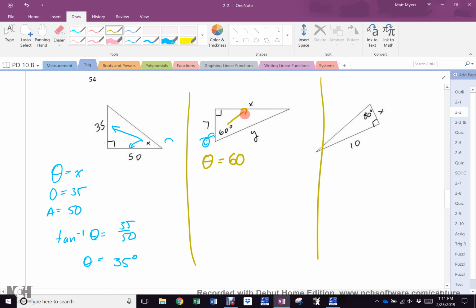What is that X? Opposite. What is that? That. What can I use there to find X? Tan theta is O over A. So tan of 60 is X over 7. Number in the denominator, 7 tan 60 equals X. What is X? 12.1. Now, is X really 12.1?